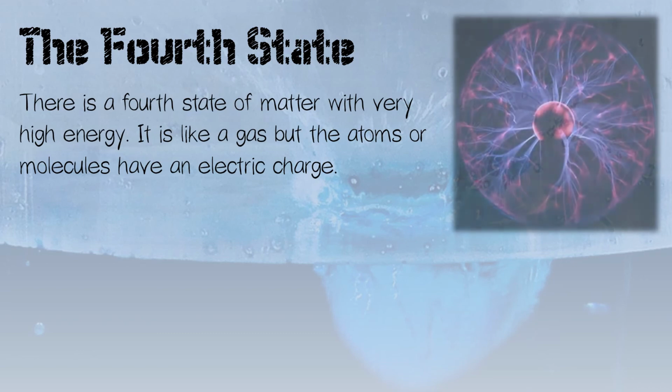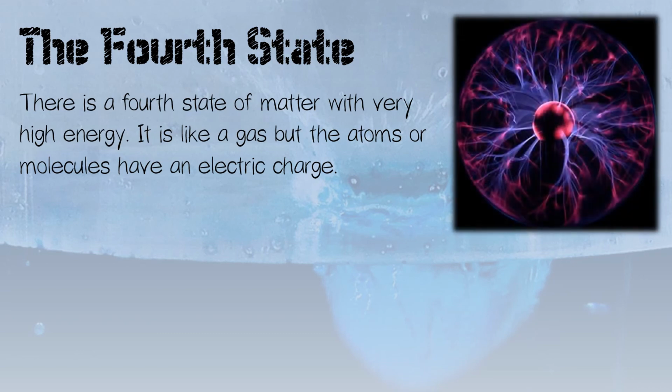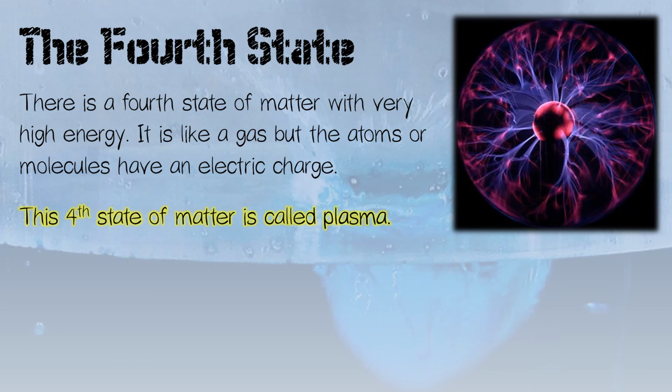Those are the main three states of matter, but there is a fourth state that we know quite a lot about. It is a very high energy form of matter. It is like a gas, but the atoms or molecules are carrying electric charge. Do you know what this fourth state of matter is called? The fourth state of matter is called plasma.